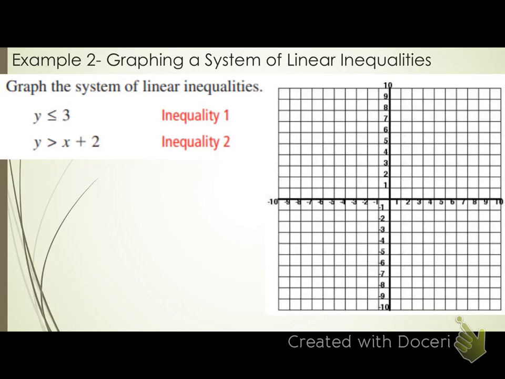So which axis is it crossing? The y-axis. Where is it crossing it? 3. So I'm going to put a point at 3 on my y-axis. What does the H on HOY stand for? Horizontal. Does my inequality symbol have a line or no line? Line. So what kind of line does this need to be? Solid horizontal line through this point.